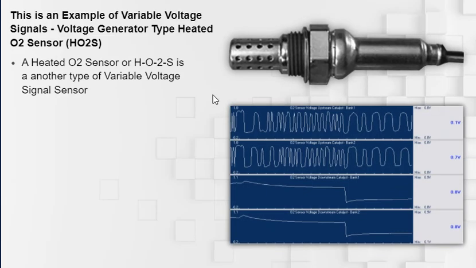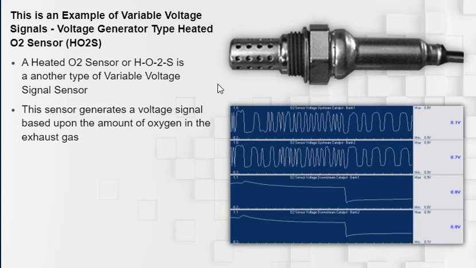A heated O2 sensor, or HO2S, is another type of variable voltage signal sensor. This sensor generates a voltage signal based on the amount of oxygen in the exhaust gas.